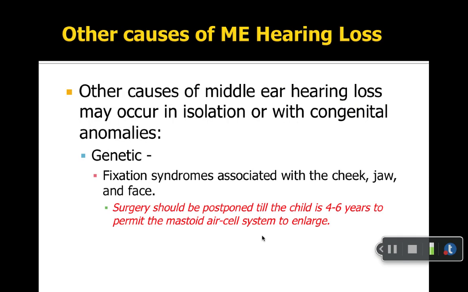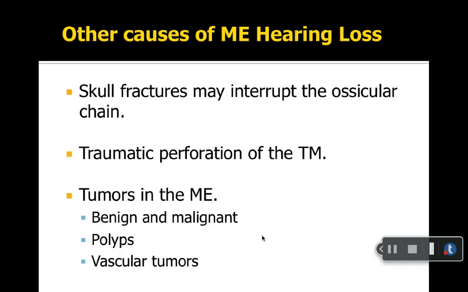There are other genetic causes of middle ear hearing loss, disorders that are associated with, or syndromes that are associated with the cheek and the jaw. Any surgery on a child to fix these genetic disorders, you have to wait until the child's a little bit older and more fully grown. Other causes of hearing loss could be skull fracture, so a bad car accident, fractures of the ossicular chain.